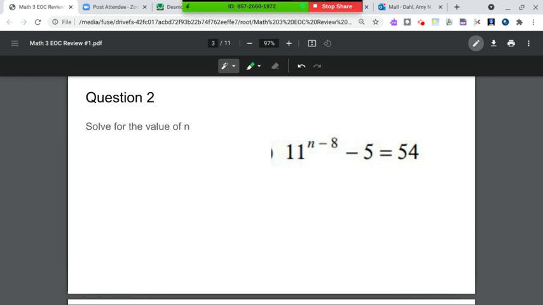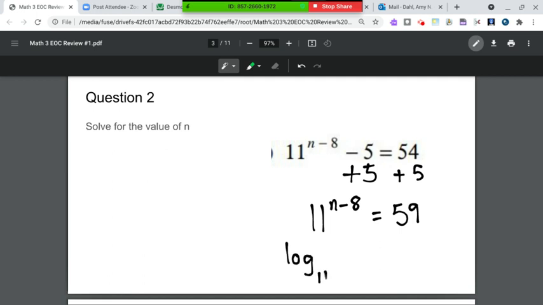First way is you are going to isolate the exponential part. So we're going to add 5. 11 to the power of n minus 8 equals 59. Step 2, convert it to a logarithmic equation. Log base 11 of 59 equals n minus 8. Last step, put this into the calculator and then add 8. And that will be your value of n.